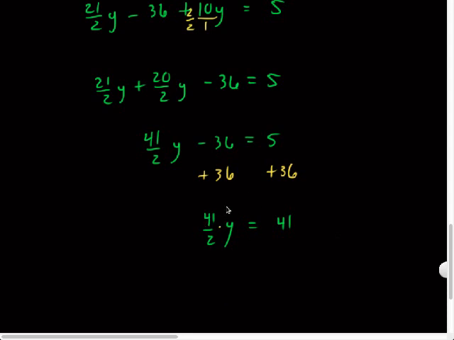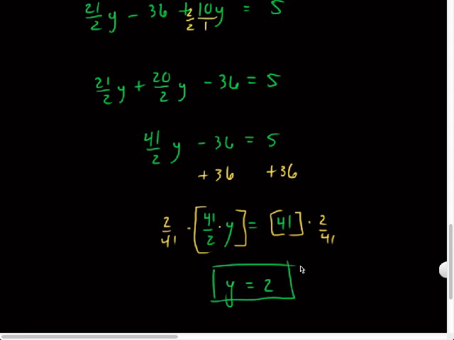Instead, we can flip and multiply. Multiply by the reciprocal, am I right? Multiply by 2 41sts. On the left, we get y by itself, which was our goal, and the 41s cancel out over here. I get y equals 2. Wow, all of that fraction work, but fortunately it still came out to be an integer answer. So that's not too shabby.